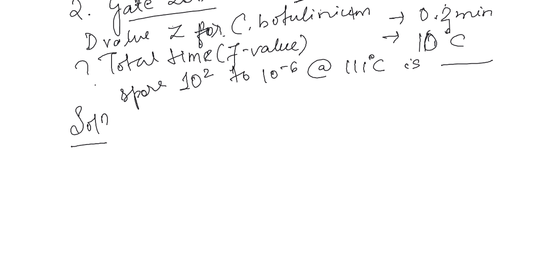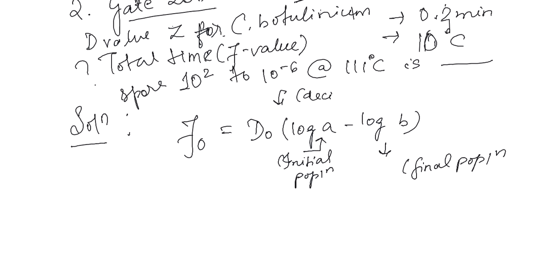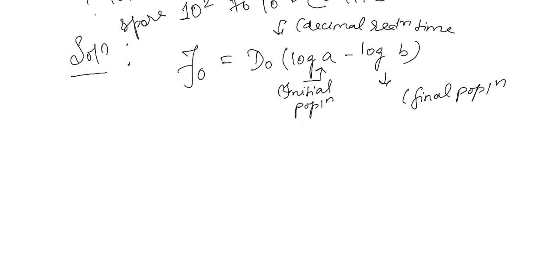What is the F value? That is the thing. Now F0 is nothing but D0 times (log A minus log B), where log A is the initial population and log B is the final population, and D0 is the decimal reduction time.